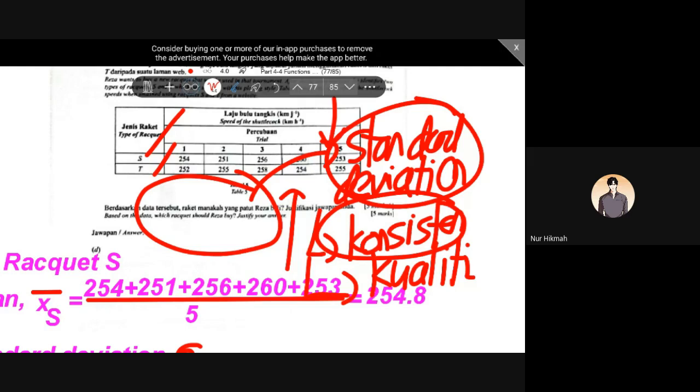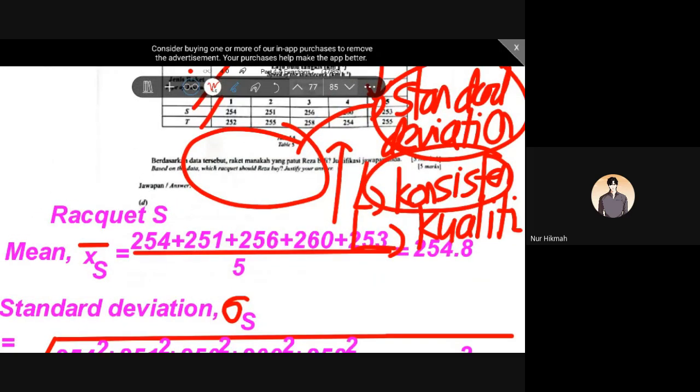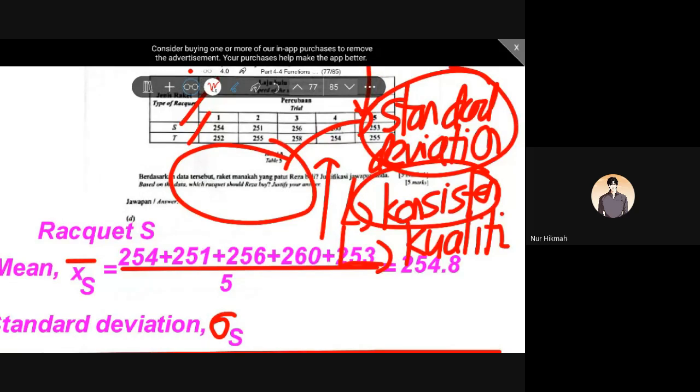Okay? So sekarang first of all kamu kena cari. Okay, first of all kamu semua ingat tak formula standard deviation? Do you all know the formula for standard deviation? But I rasa formula sheet akan bagi dah. The formula sheet will give you the formula. So kamu tak perlu hafal. Ya, I rasa ada. So no worries lah.